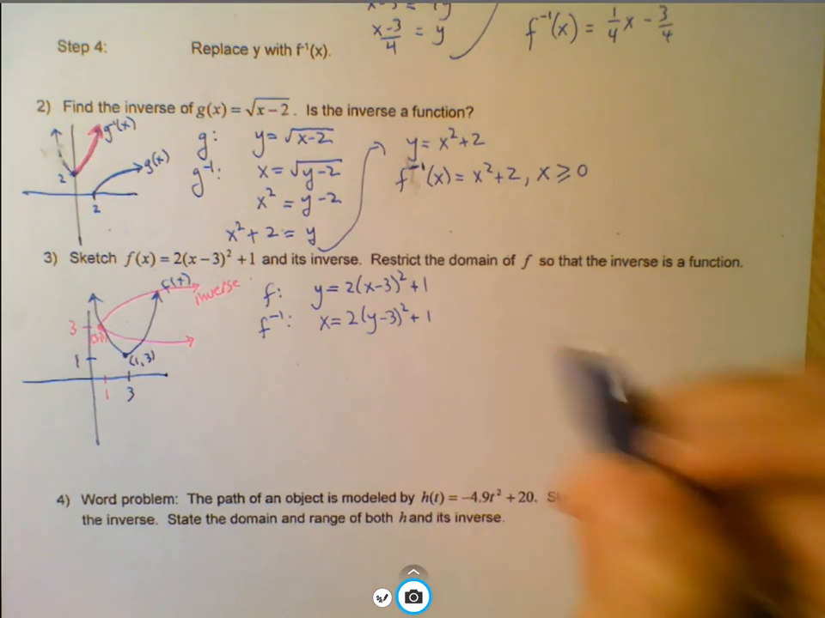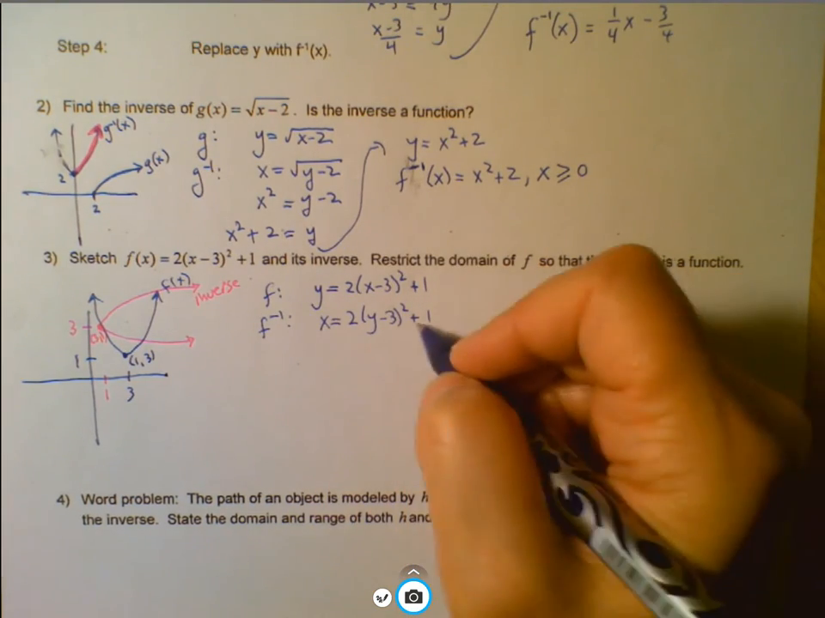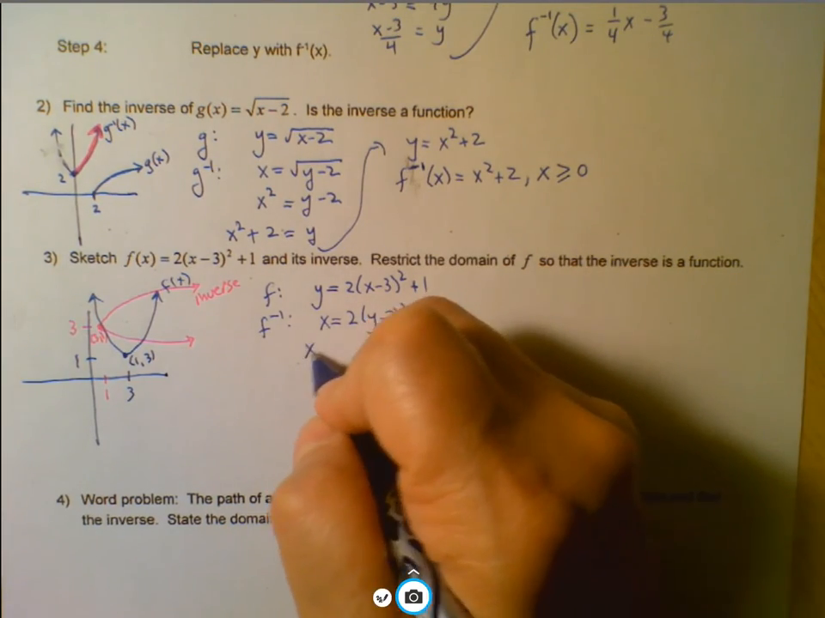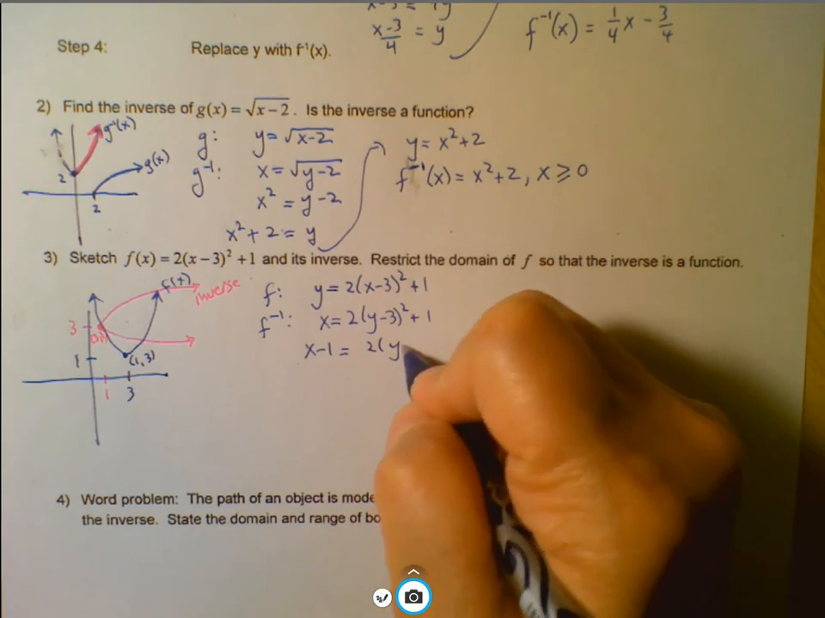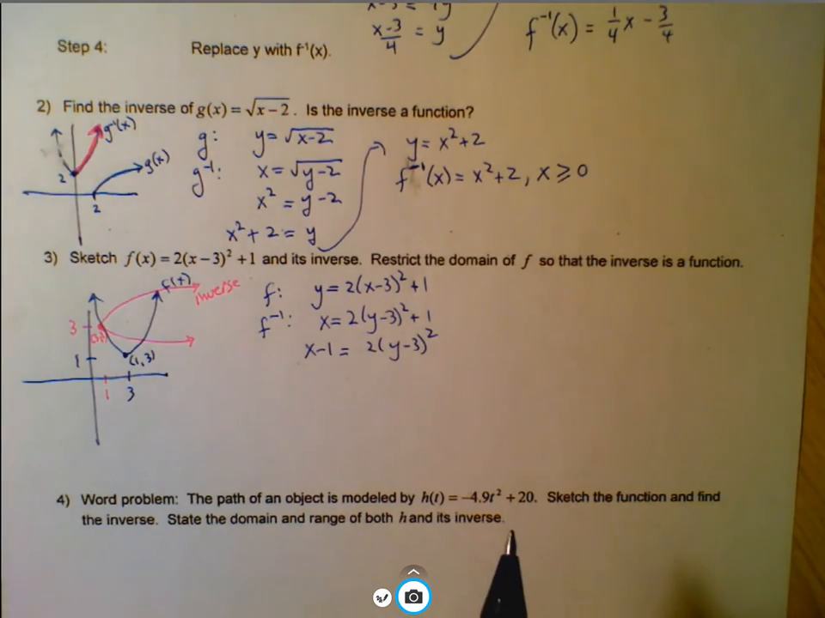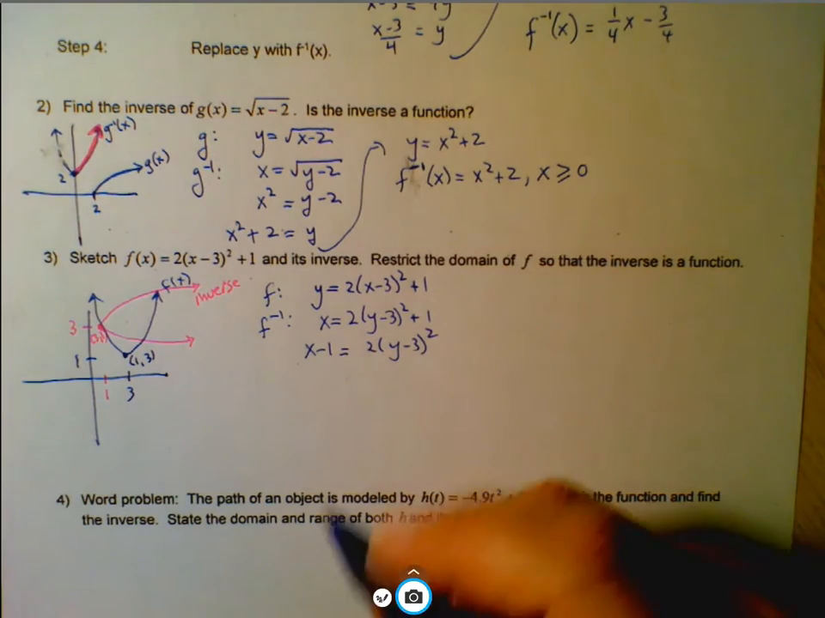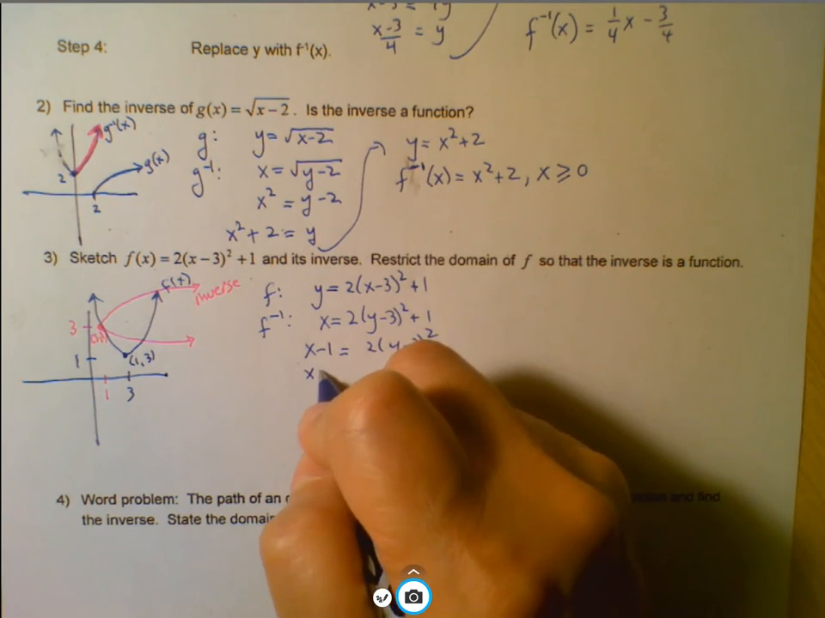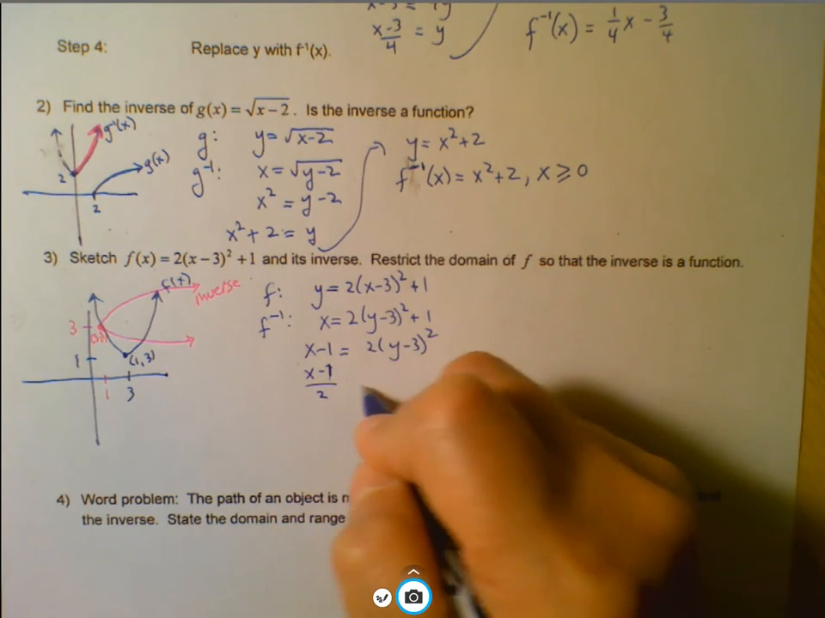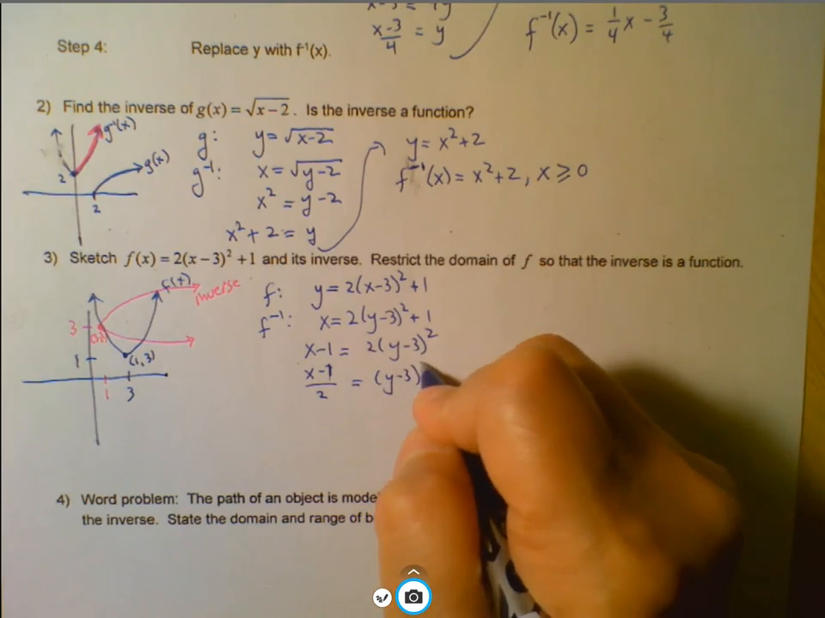So the first thing we take away is this plus 1, because that's kind of the last thing that was added. So I have x minus 1 equals 2 times (y minus 3) squared. And now I'm still trying to undress that y, take things away from it. So I'll divide by 2 both sides. (x minus 1) over 2 is (y minus 3) squared.